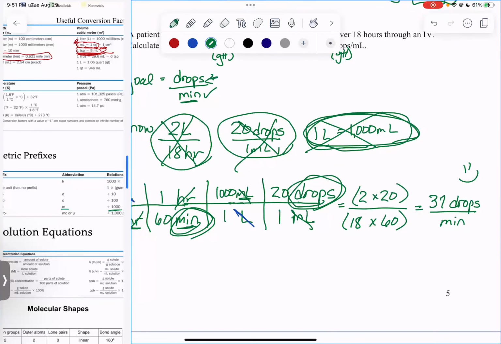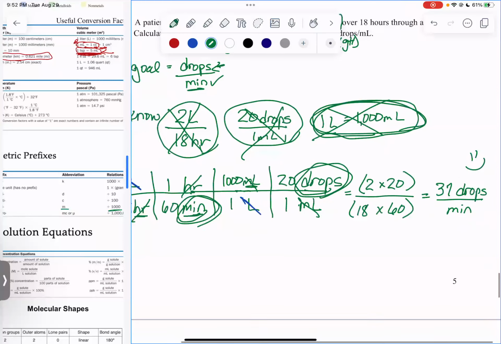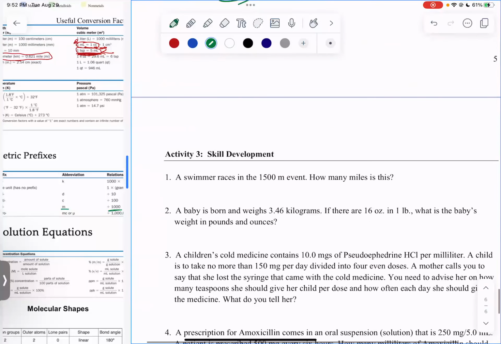We were very happy. And that kind of makes sense. 37 drops per minute, that's like 1 every other second. That kind of makes sense. If you get a number that's way far wacky, just stop, go back. You did something wrong, right?